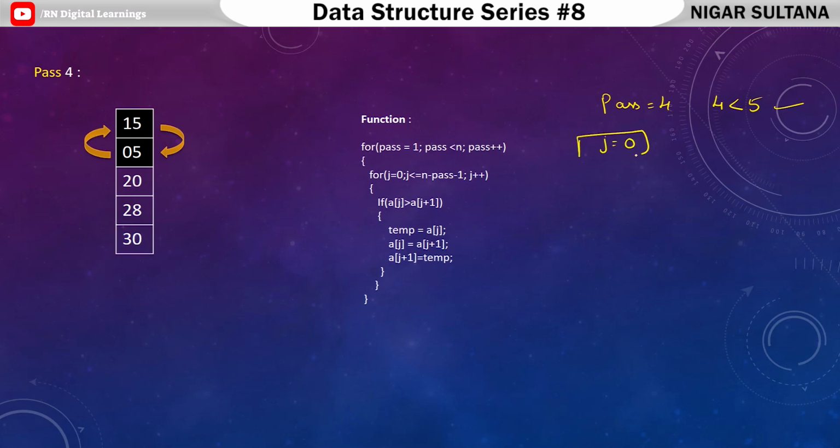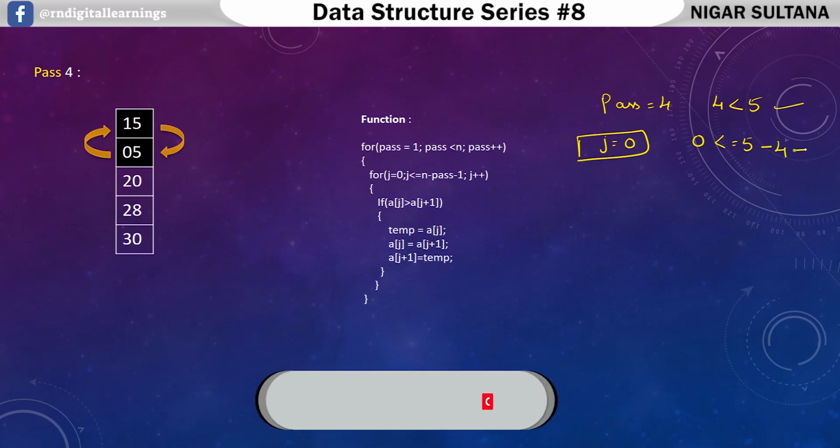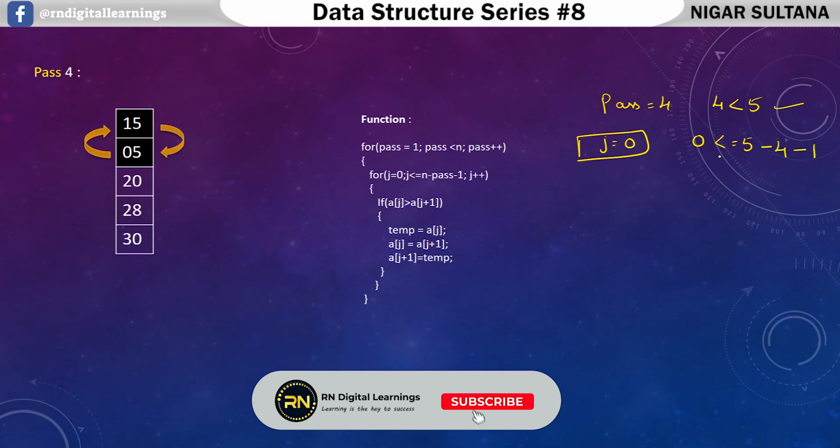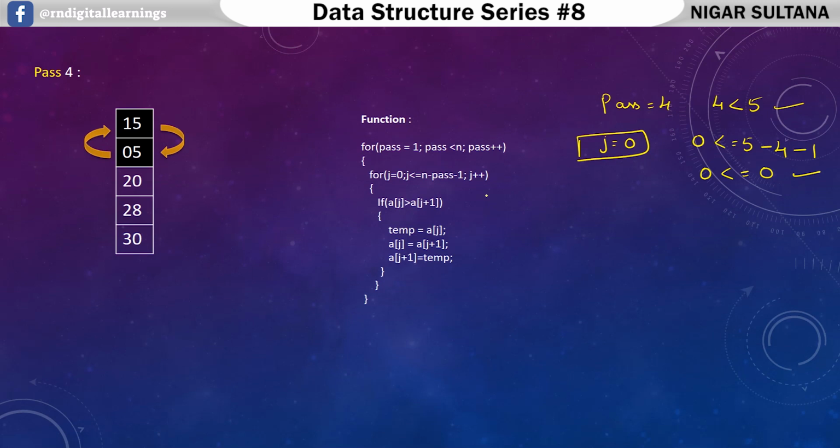j is equal to 0. Now compare. Is 0 lesser than or equal to n value, which is 5, minus pass value, which is 4, minus 1? What is this? 0 lesser than or equal to 0. It's true. If it is true, enter into the loop. a of j, j is 0. Compare a of 0 with a of 0 plus 1, that is 1. What is a of 0? 15. Is 15 greater than 5? Yes. If it is true, do the swapping process. 5 goes up, 15 comes down.